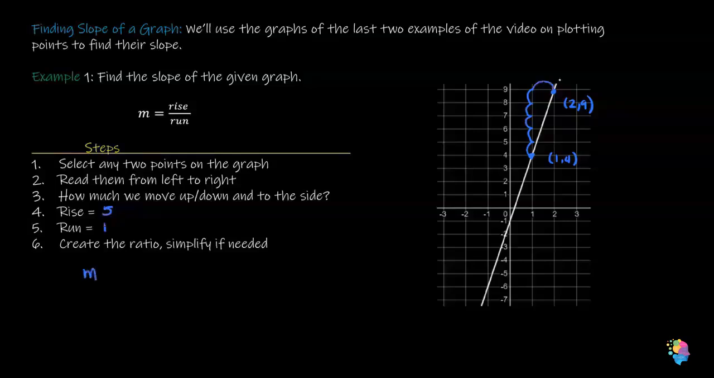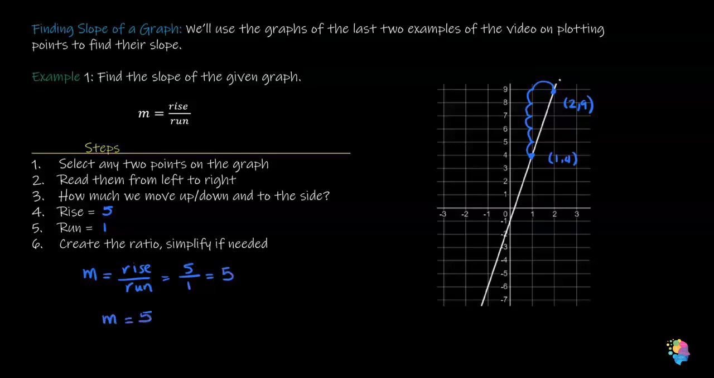So if I try to find the slope, which is rise over run, that will become 5 over 1. But 5 over 1 is 5 divided by 1, which is just 5. That means that the slope of this particular line is 5.